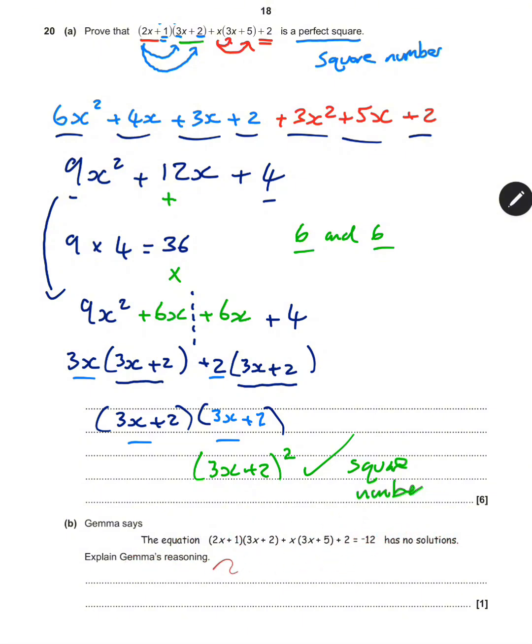Final part of this question, it says the equation, this thing that we've just looked at, equals minus 12 has no solutions. Explain her reasoning. Well, we're looking for a negative number, and we know that all of this simplifies to that. And we're saying that something squared is negative 12. So in order to solve that, our first step would be to square root, and we can't square root a negative number. If I was to write 3x plus 2 all squared equals minus 12 and then try to solve it, my first step would be to square root, and I'd get an error straight away. Square root of negative 12 can't be done, certainly not at GCSE.